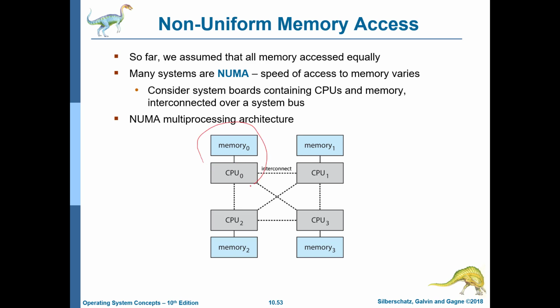As you can see over here, close to every CPU or set of CPUs, there is memory that is close to it. So basically, the latency from, let's say, CPU 0 to memory 0 is comparatively much lower than the latency from CPU 0 to, let's say, memory 1. Such kinds of systems are known as non-uniform memory access systems, or NUMA systems.